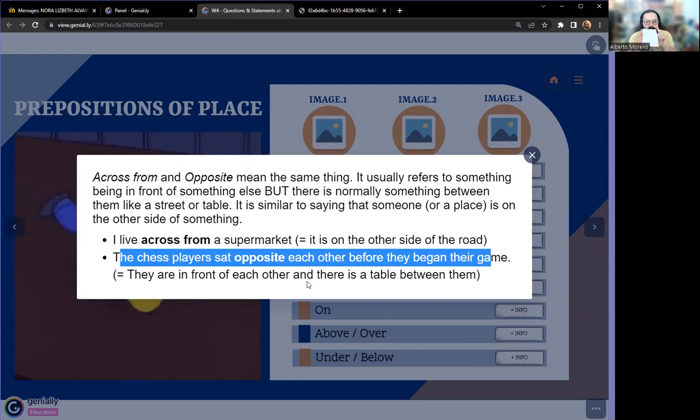Opposite, pues es una persona aquí y otra persona. Suponiendo que esta es la mesa, opposite es uno y una persona. Están de manera opuesta, en sentidos opuestos. O sea, bien, ven, la vista de esta persona se dirige hacia allá y la vista de esta persona se dirige hacia acá. Esos sentidos opuestos. Y across, pues es a través, atravesar, a través de. I live across from a supermarket. Vivo a través o cruzando el supermercado.